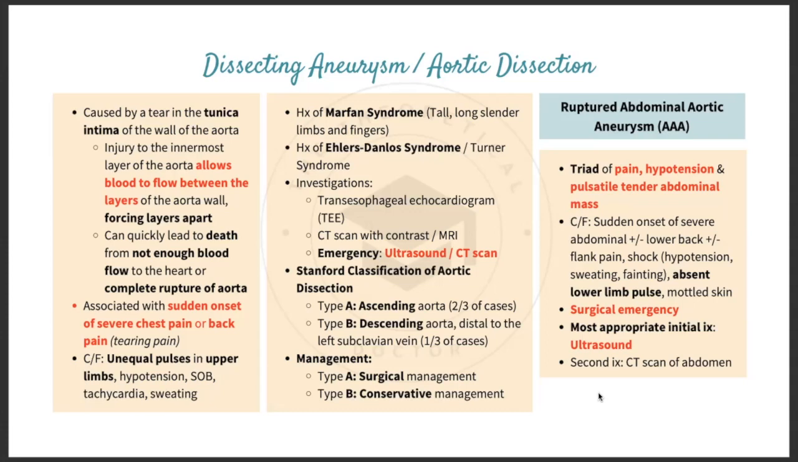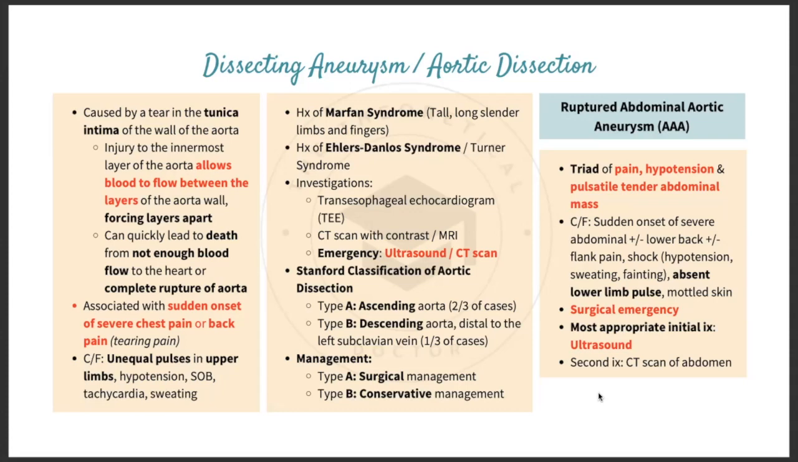So the investigation for this would be a transesophageal echocardiogram, TEE. And you can also do a CT scan with contrast or an MRI. But in the case of an emergency, of course, you can't do all of this. The best would be an ultrasound, because you want to see, is there a tear? Is there an aneurysm? Why is this patient in shock? So you opt for an ultrasound. But let's say an ultrasound is not available. I'm sure in many hospitals now, ultrasound is everywhere. But somehow, let's say in the MCQs, it's not available, then you pick CT scan.